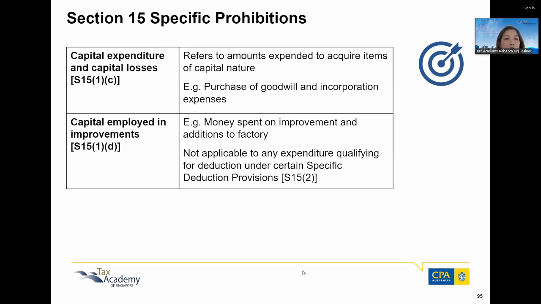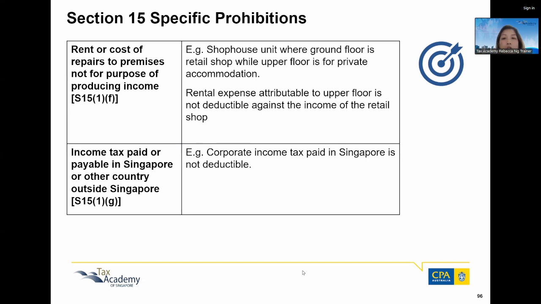We have capital expenditure and capital loss. So capital expenditure and capital loss are not allowable for deduction. Capital employed for improvement is also not allowed for deduction. Okay. We have rent costs. Rent costs that are not incurred for the purpose of producing the income are not allowable for deduction. And income tax, any income tax that is paid on the income in Singapore or outside Singapore is also not allowable for deduction. Note that this is income tax, not any other tax, but income tax is not allowable.